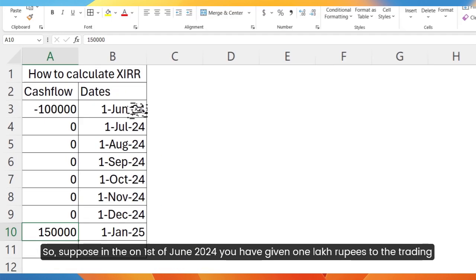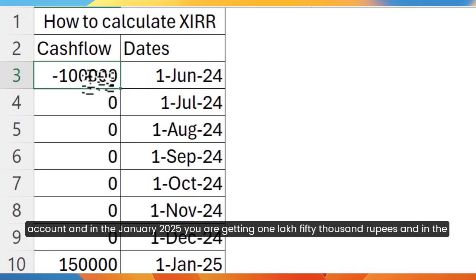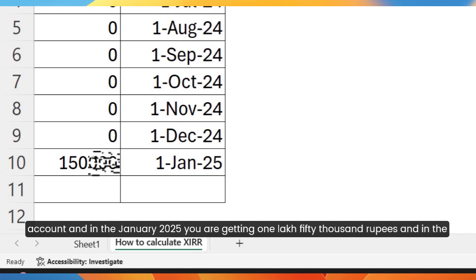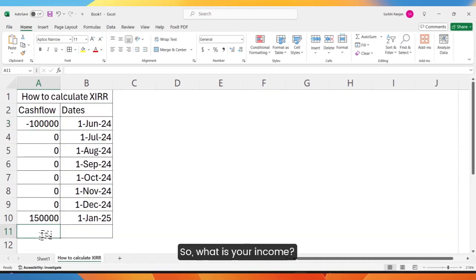So suppose on 1st of June 2024, you have given 1 lakh rupees to the trading account. And in January 2025, you are getting 1,50,000 rupees. And in the middle, you are giving nothing. So what is your income?